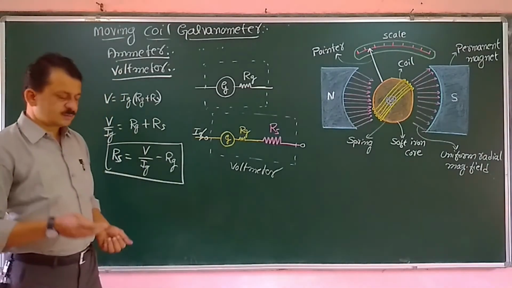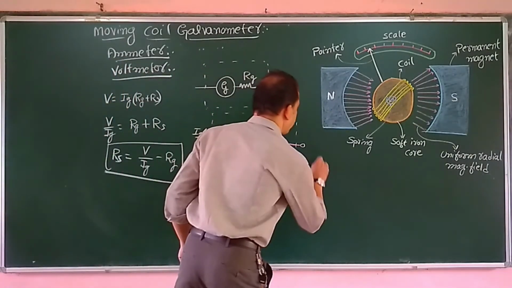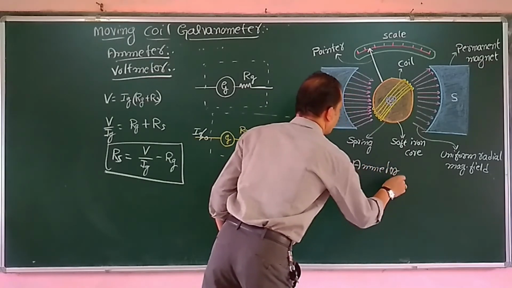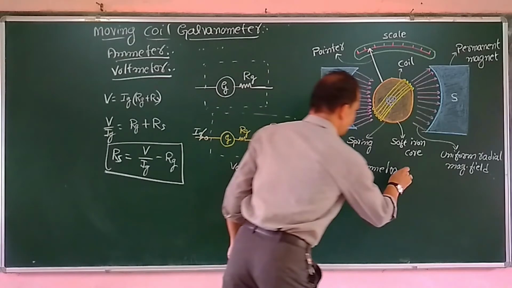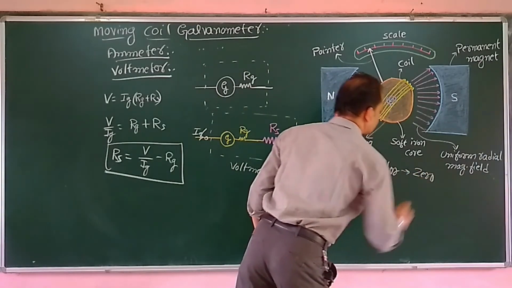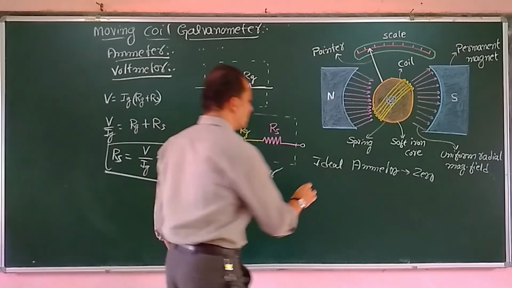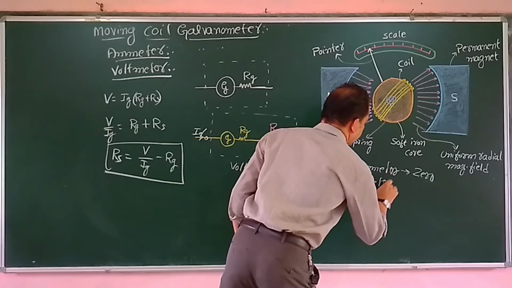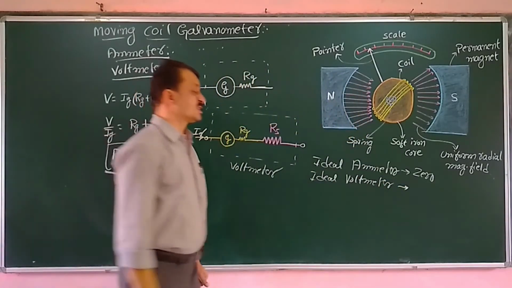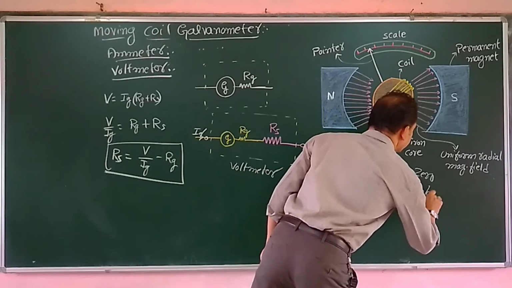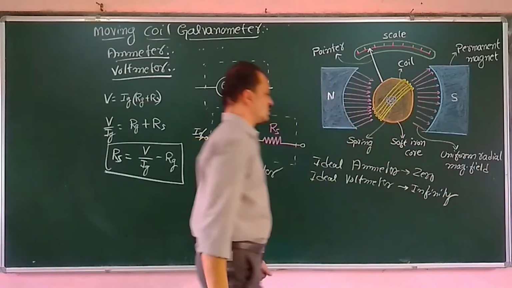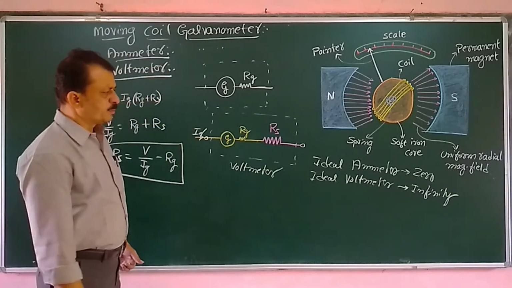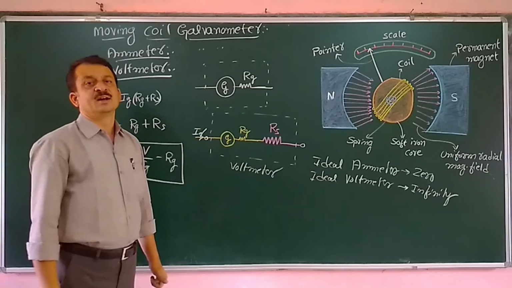For an ideal ammeter, what is the internal resistance? Internal resistance is 0. For an ideal voltmeter, what is the internal resistance? It is infinity. You should remember these 2 points. For an ideal ammeter, internal resistance is 0. For an ideal voltmeter, internal resistance is infinity.